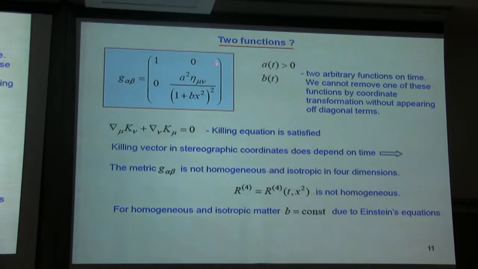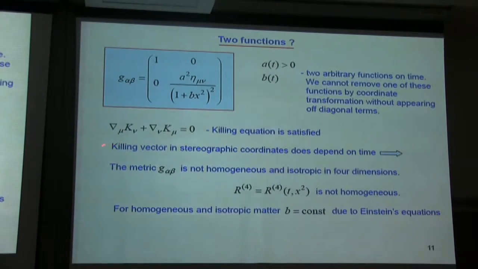And the answer is the following. This metric is not homogeneous and isotropic. Every section of constant time is a constant curvature space, but as a whole, the metric is not homogeneous and isotropic. The space Killing equations are satisfied by this metric, but the mixed Killing equations are not satisfied. I didn't show this, but it can be easily checked. For this metric, Killing vector fields in stereographic coordinates do depend on time. And this contradicts homogeneity and isotropy.